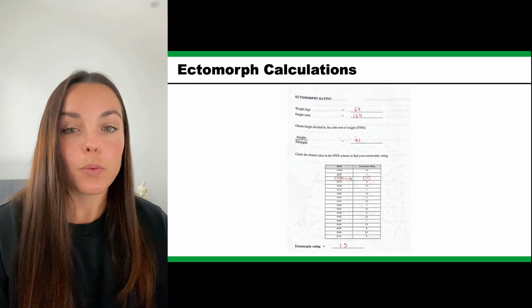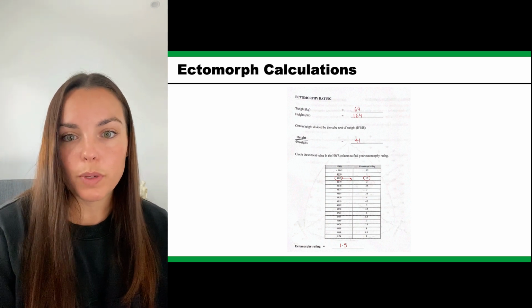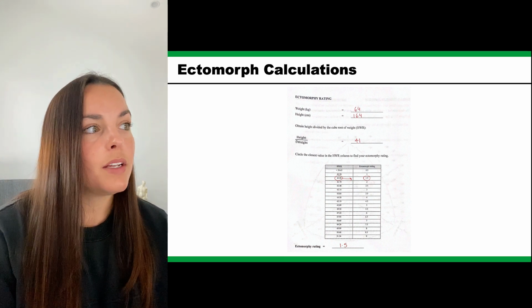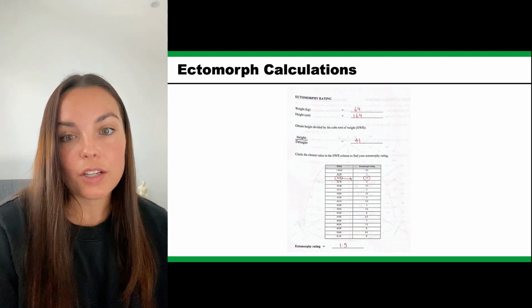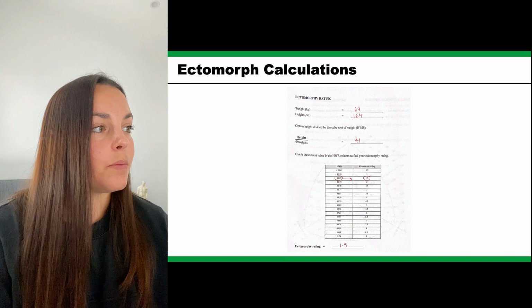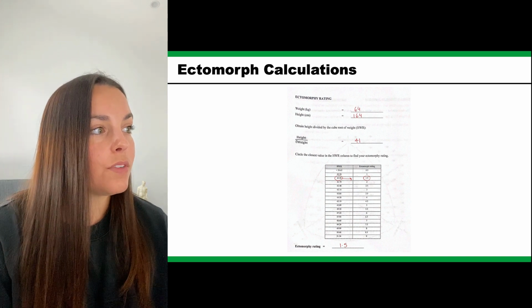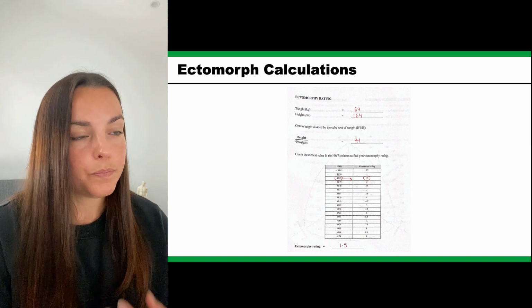So this is actually one that you can do at home. Most people know their height and their weight, so you can calculate this one and figure out at least what your ectomorphy number is. See if you're on the higher end of the scale or the lower end of the scale.